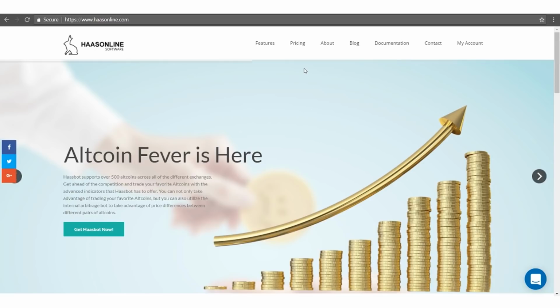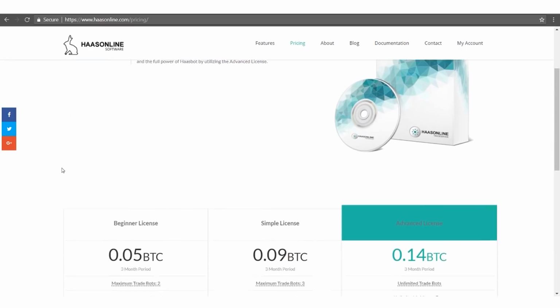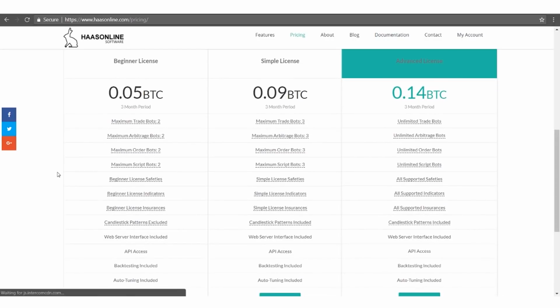All you have to do to get your own copy of the Haas Online Trading Bot is simply click on the link. You'll be dropped off at the home page. Click on the pricing tab at the top, which will redirect you to the 3 different license options that they have. They have the beginner license, the simple, and the advanced license. I suggest if you have 0 trading experience, you go ahead and start with the beginner. If you have experience with trading, reading charts, and actually executing trades on an open exchange, then opt for the simple or maybe even advanced license.